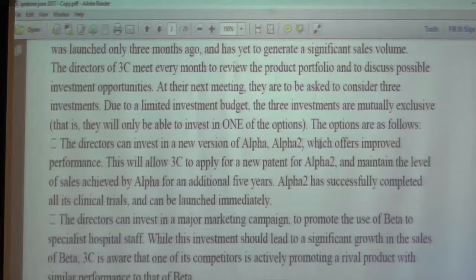Getting a new patent is good. You can talk about that. If you get a new patent, you're an exclusive manufacturer of that product, and you get the rights, and no competitors can poke their hand into that market, and that's the benefit. So getting the patent, that's the benefit. You mention that, you get marks. And maintain the level of sales achieved by alpha for an additional 5 years. Alpha 2 has successfully completed all its clinical trials and can be launched immediately. All right.